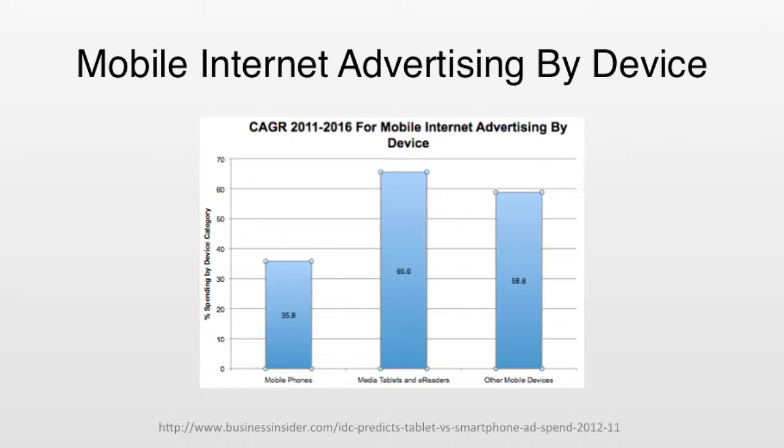If we take a little bit closer look, we'll notice that media tablets and e-readers are going to be up 65.6%, and mobile phones are going to be up 35.8%, and then other mobile devices are 58.8%. So everything's going to see growth over the next few years, but you're really going to see the most growth with media tablets and e-readers.